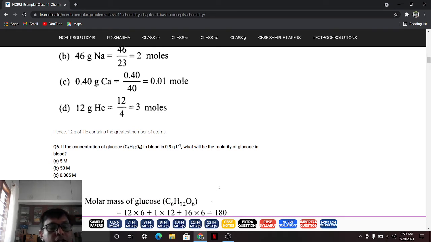If the concentration of glucose, that is C6H12O6, in blood is 0.9 gram per liter, what will be the molarity of glucose in blood? The options are 5 molar, 0.05 molar, 0.005 molar and 0.5 molar.